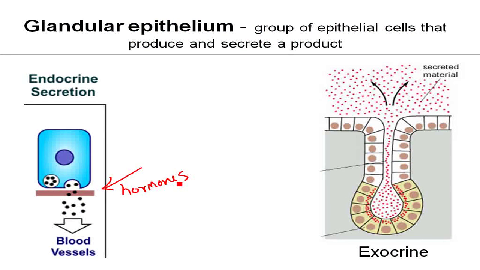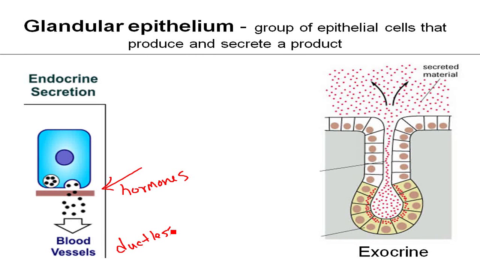and we produce these and secrete them straight into the blood vessels. This system is known as ductless. It has no tubes. Everything is directly into the bloodstream, and hormones such as insulin and growth hormone are transported throughout the body in this manner.